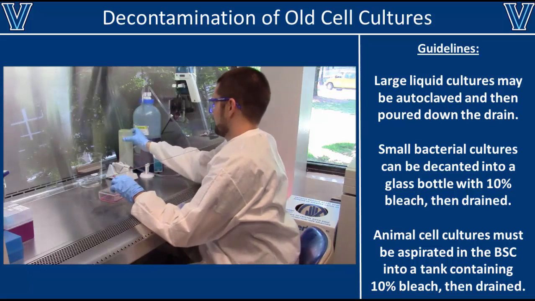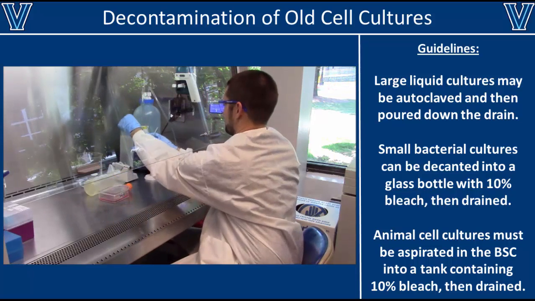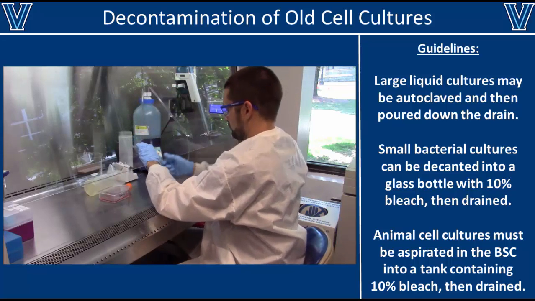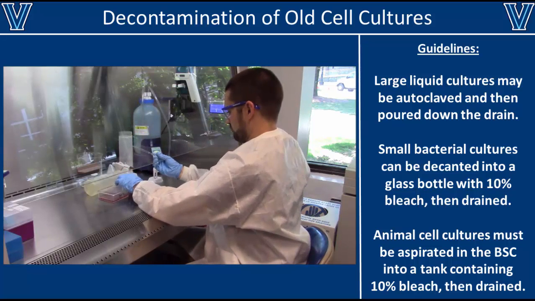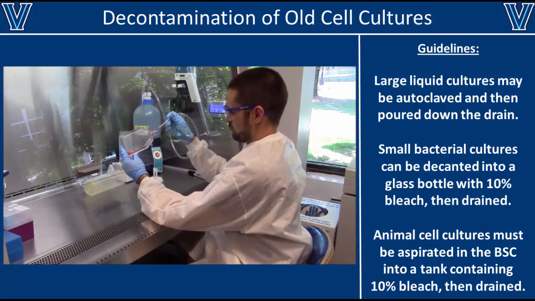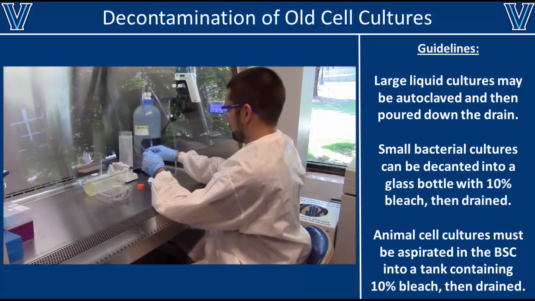If you need to sterilize an animal cell culture, bring it into the BSC. There you can aspirate all of the liquid cell culture volume into the aspirator tank. Since the aspirator tank always contains 10% bleach by volume, it should instantly sterilize the old cells. When the aspirator tank fills up, you can take it out of the hood and dump it down the sink.